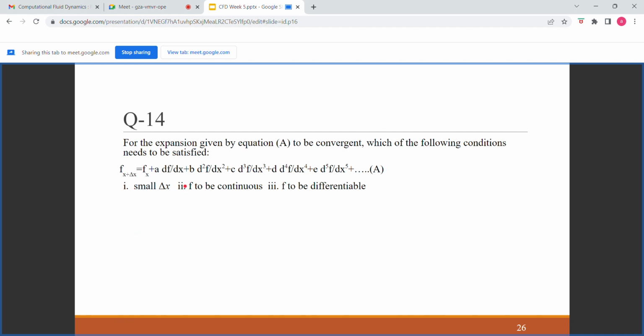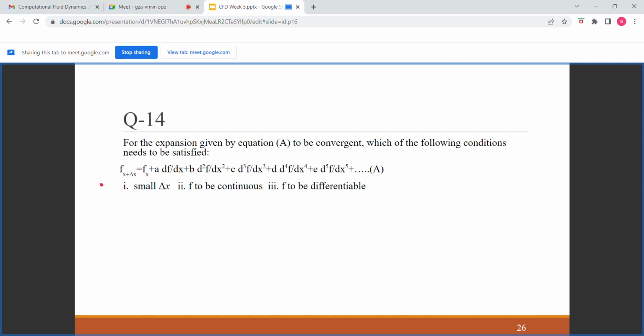The second option is f to be continuous. Obviously, the function should be continuous because we are using all these terms like df by dx, d square f by dx square. In order to get the value at every point, we expect the function to be continuous. And the third one is f to be differentiable. Since we are dealing with derivatives in the Taylor series expansion, we need f to be differentiable.